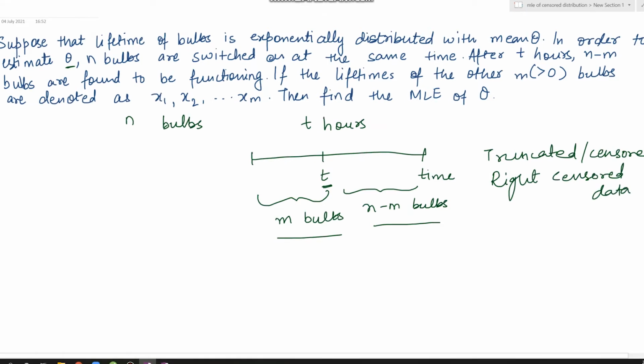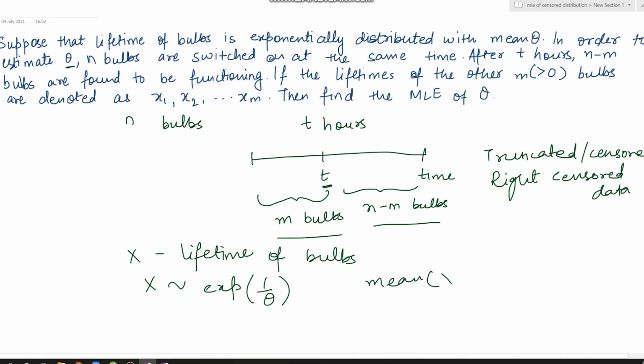Now let's move back to our example. In this case, the lifetime of bulbs is exponentially distributed with mean theta. That means if x is the lifetime of bulbs, then x follows exponential with parameter 1 by theta, since the mean of x is theta. Now in order to estimate theta, n bulbs are switched on at the same time. So we know that the total sample is n.